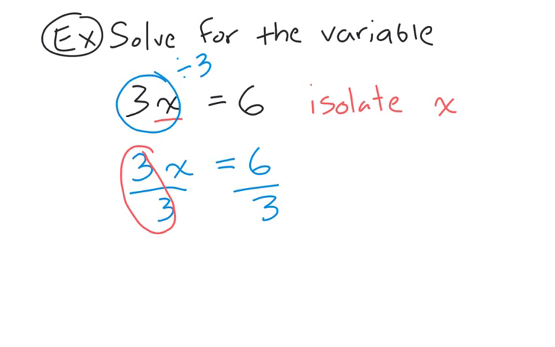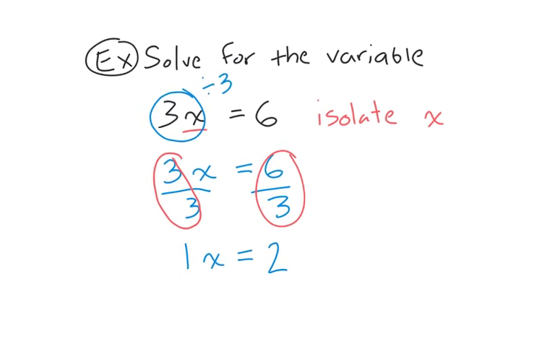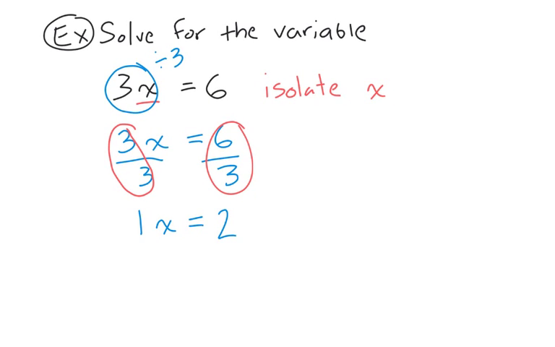3 divided by 3 is 1. The x stays the same. 6 divided by 3 is pretty simple. That is 2. However, anything multiplied by positive 1 stays exactly the same. Therefore, this 1x should just read as x, and that 2 stays exactly the same. Therefore, our final answer is x is equal to 2.